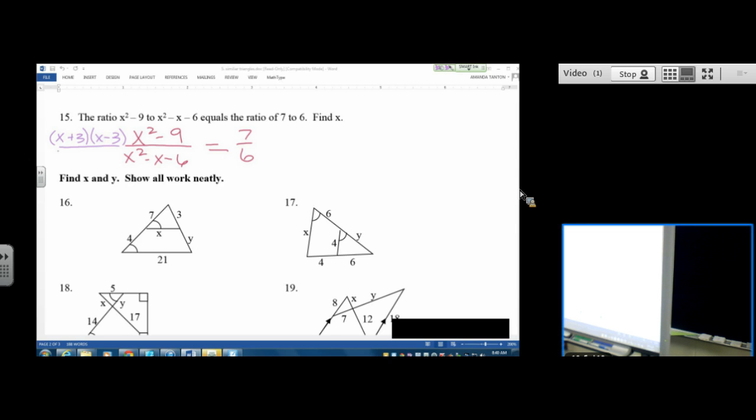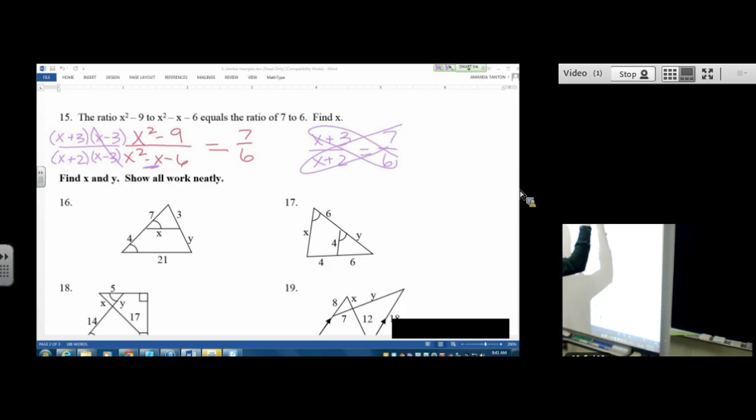The denominator, let's factor the denominator. 2 and 3, we want it to be negative, so we want the 3 to be negative and the 2 to be positive. So those cancel. So we've got x plus 3 over x plus 2 equals 7 over 6. And now we're just going to cross multiply. 7x plus 14 equals 6x plus 18.